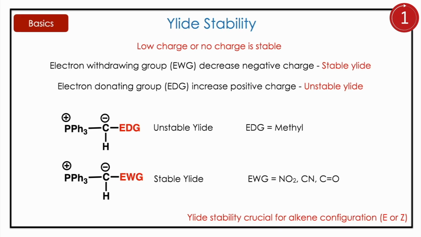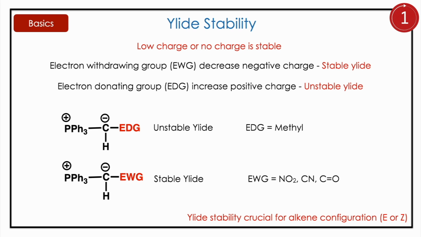Next, we will see the Ylide stability. Ylide holds the negative charge. It can be stabilized or destabilized. If you want to stabilize the Ylide, you should add an electron withdrawing group, basically nitro, cyanide and carbonyl. If you want to destabilize the Ylide, you have to add an electron donating group, for example methyl or lone pair atoms. Anything can destabilize Ylide.